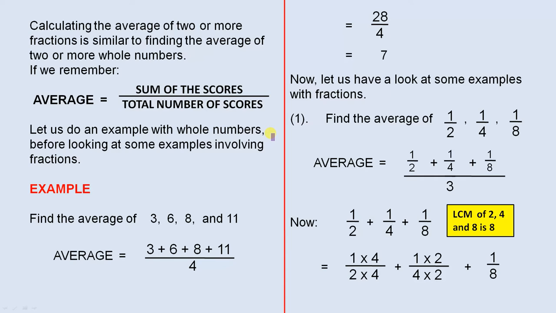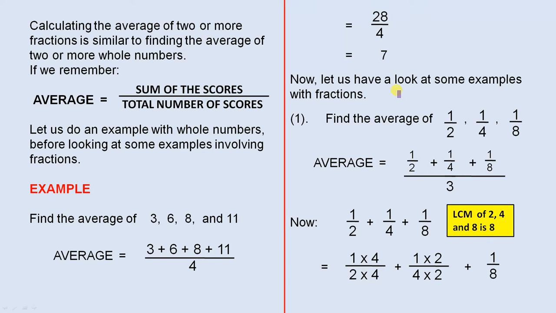Let us do an example with whole numbers before looking at some examples involving fractions. Example: find the average of 3, 6, 8 and 11. So the average is the sum of the scores, which is the addition of the four scores, over the total number of scores, which is 4 because there are 4 scores. You add those numbers up to get 28. There are 4 scores. 4 into 28 goes 7. So the average of the four numbers is 7.